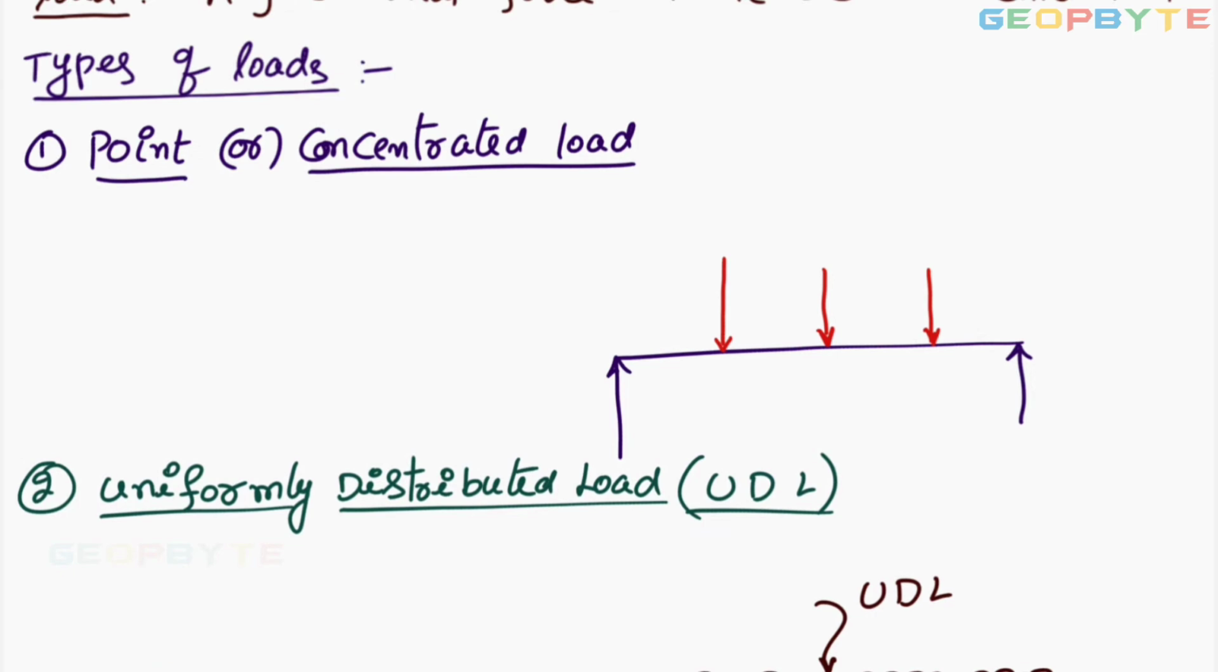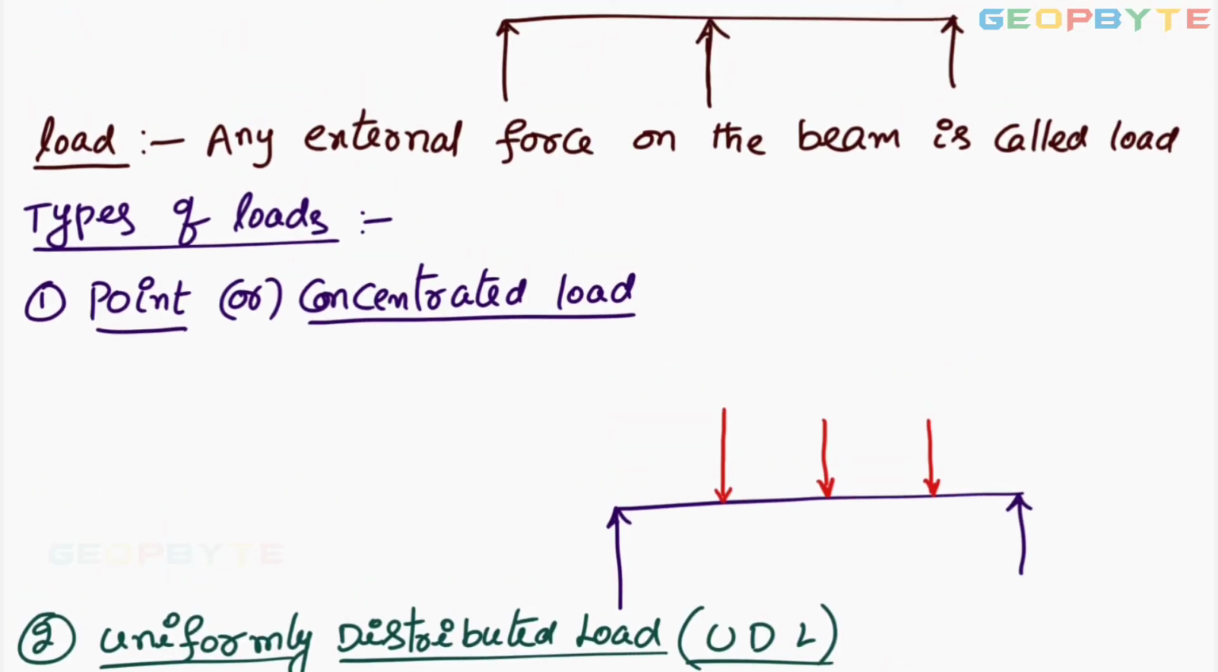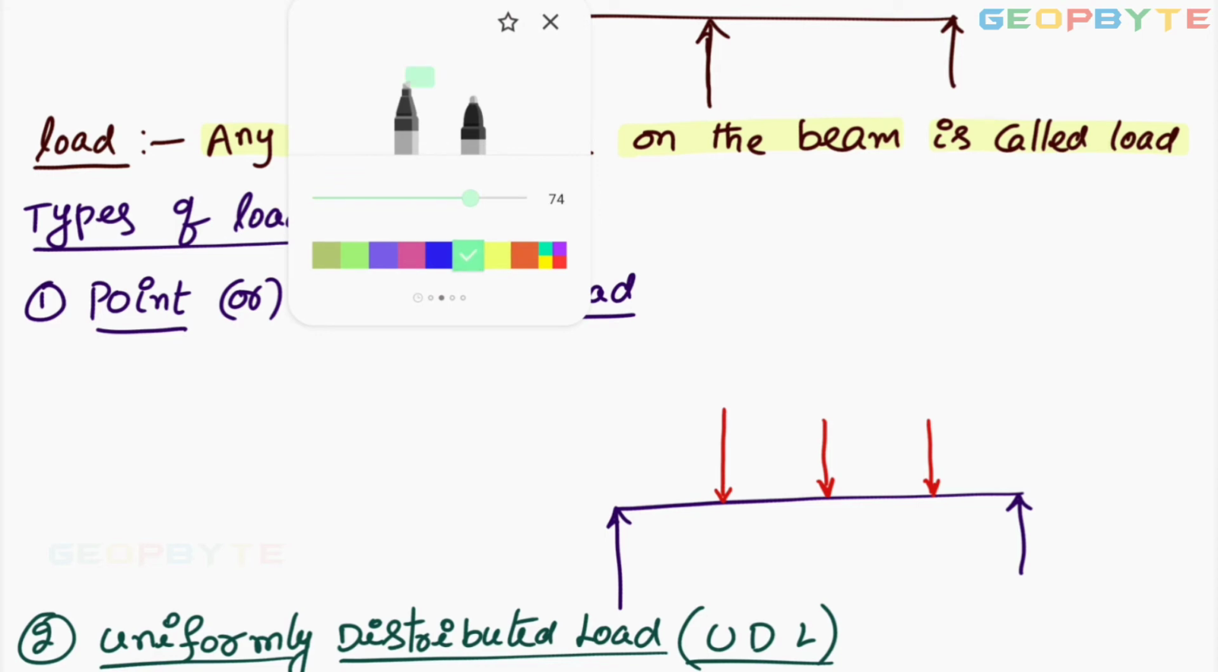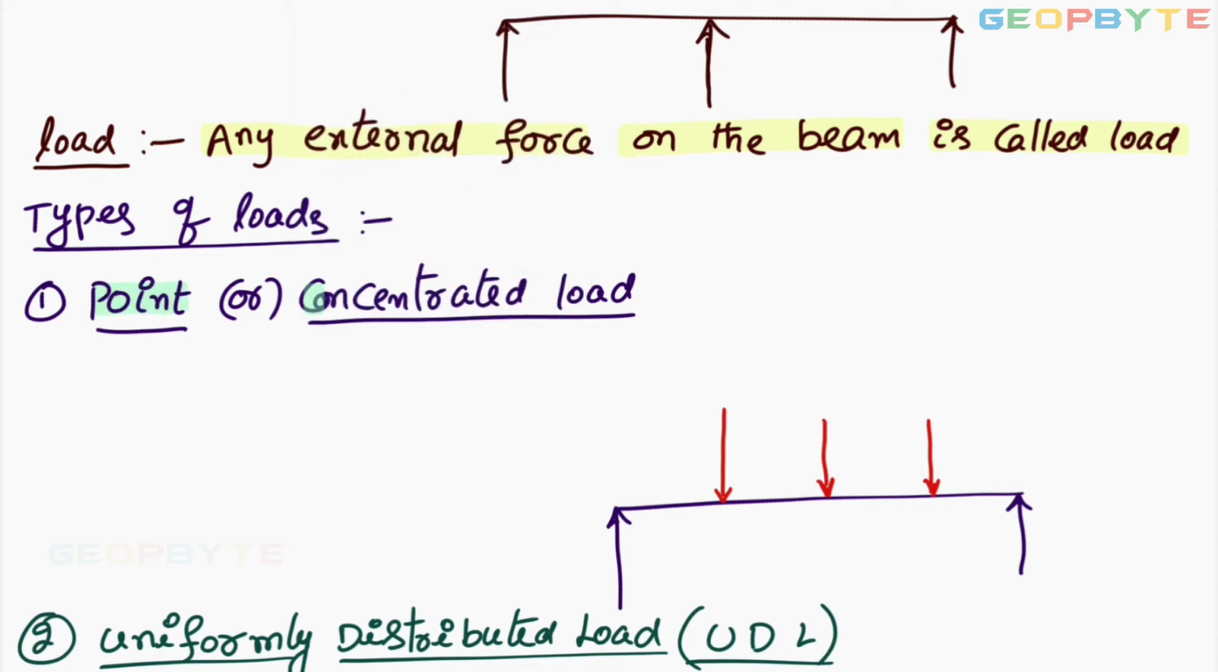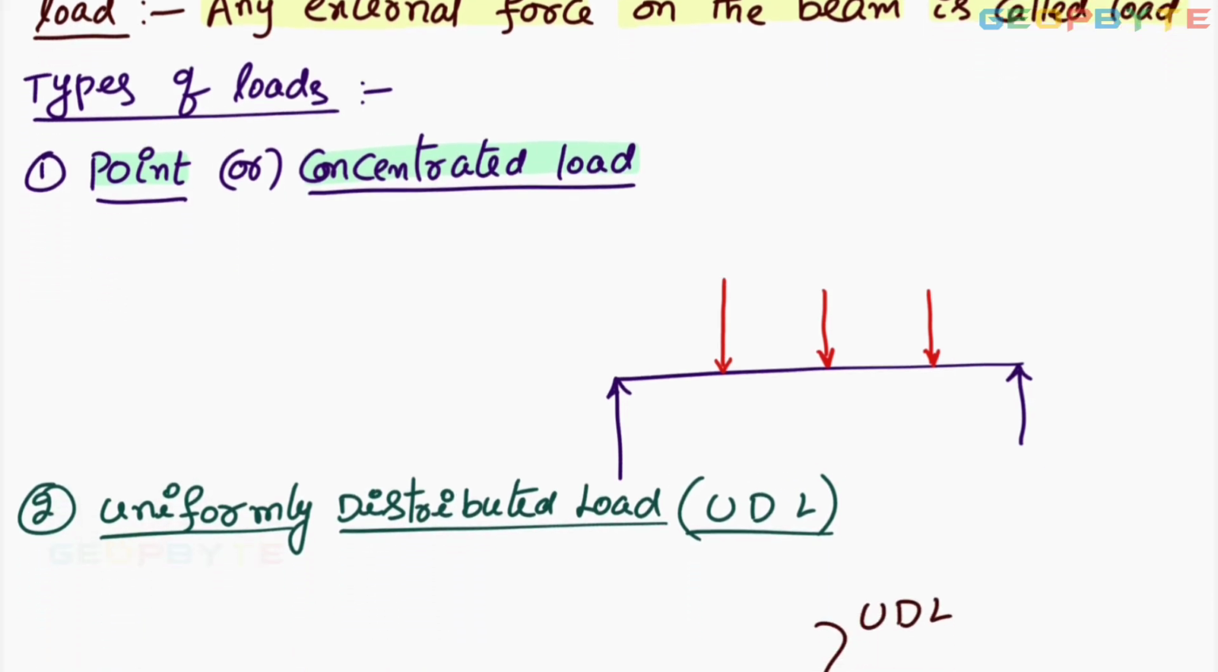Once again, let us recall the load. Load means any external force on the beam. Whatever external force is acting on the beam is called a load. There are three kinds of loads. First one, point load, is also called concentrated load. The point load representation is like this. This is how the load is represented.